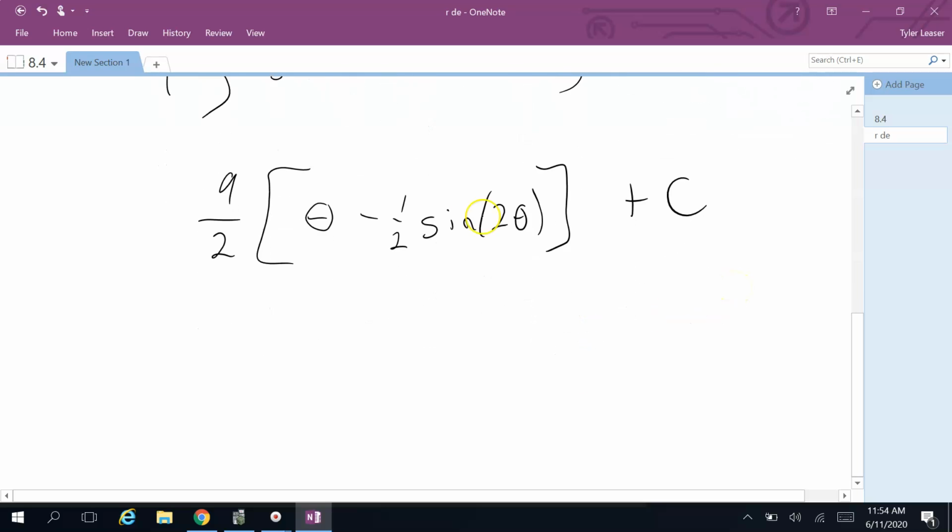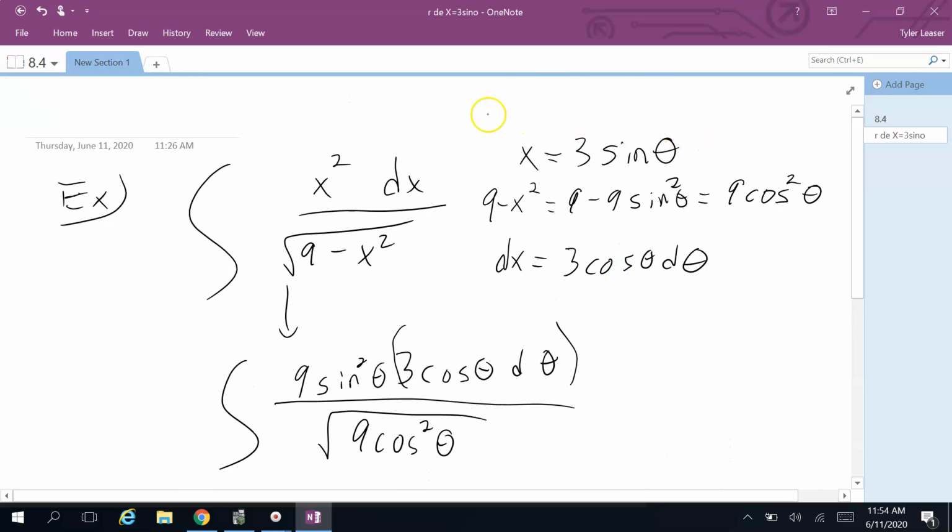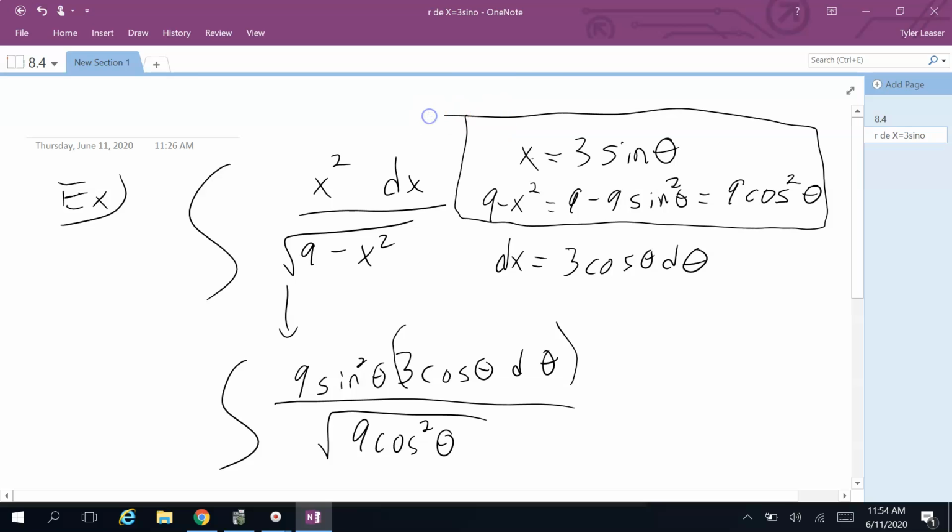All right, so we can distribute the 9 halves back in, but we're going to need to figure out what theta is in terms of x and what sine 2 theta is in terms of x. Okay, so the theta, let's go back up to our substitutions here. We have these two equations for our substitutions. x is 3 sine theta, and then 9 minus x squared is 9 cosine squared. I can solve for theta from this first equation. If I divide the 3 over, I get x over 3 is equal to sine, and then if I take the sine inverse, I get theta by itself.